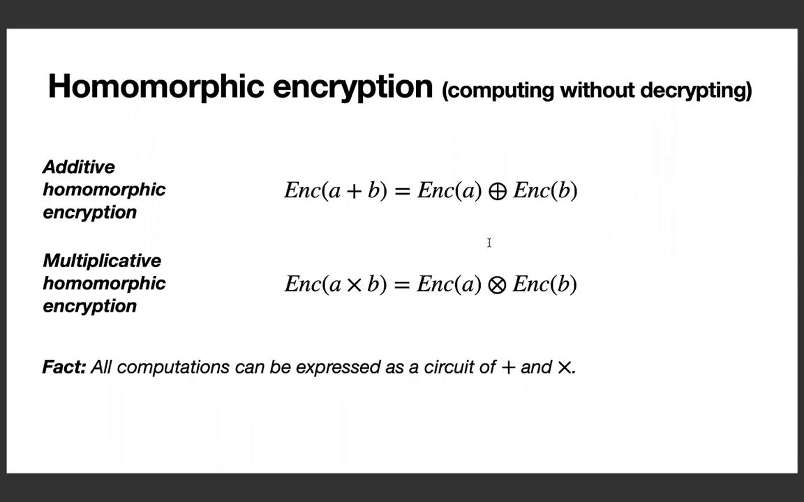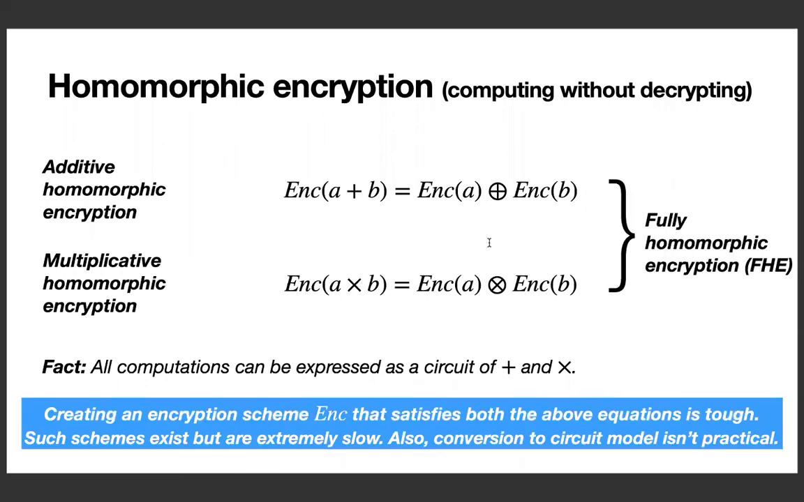There is no problem with leakage of intermediate data, right? But the problem is that designing an encryption scheme which supports either additive homomorphism or multiplicative homomorphism is easy, but designing something that satisfies both of them, that is both additively and multiplicatively homomorphic, is actually quite challenging. And such schemes do exist.